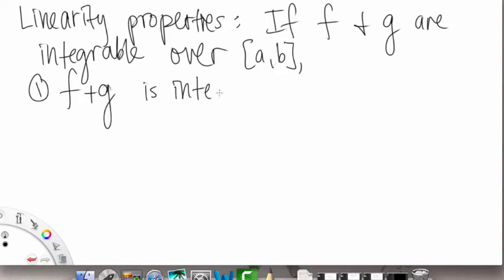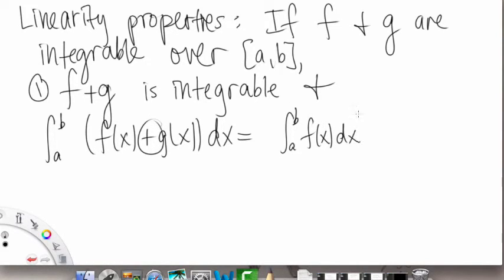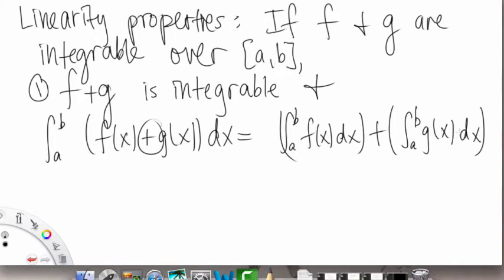I should look up the pronunciation of integrable. We have that the integral from a to b of f of x plus g of x can be split up by this plus sign. So we have separately the integral from a to b of f of x dx, plus the integral from a to b of g of x dx. It can be separated by that plus sign, and similarly with a minus sign as well.